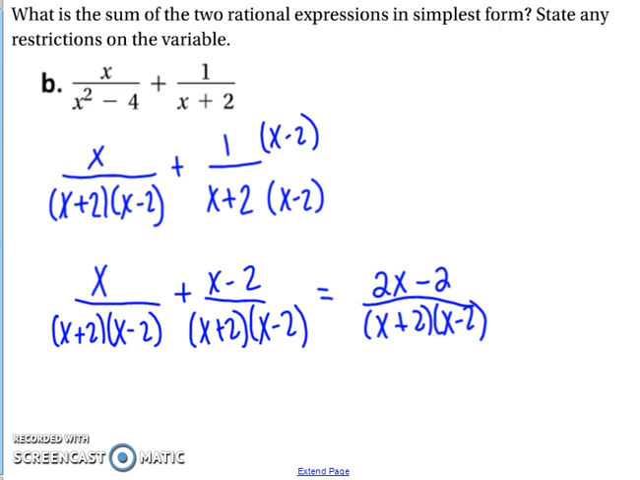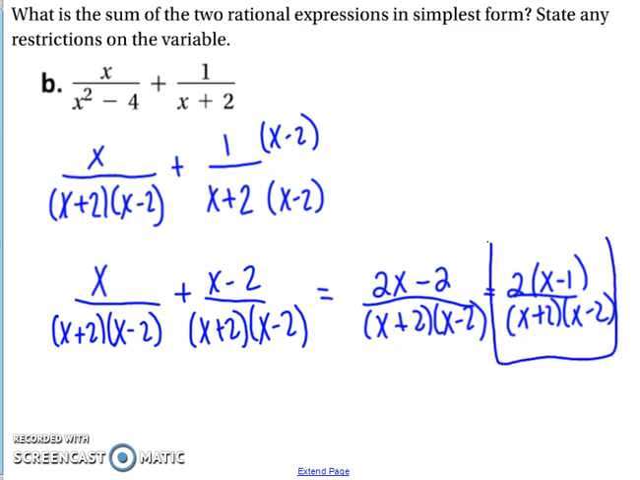Now from here, you want to factor if you can. So if I factor the top, I take out a 2, I'm left with x minus 1. On the bottom, I have x plus 2, x minus 2. So that didn't help me by factoring it because the x minus 1 can't cancel with anything. So you can leave this as your final answer.